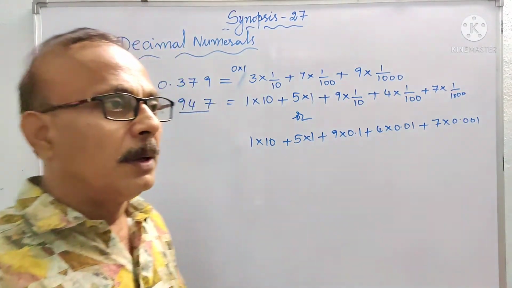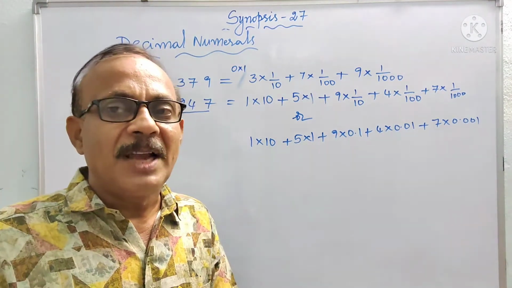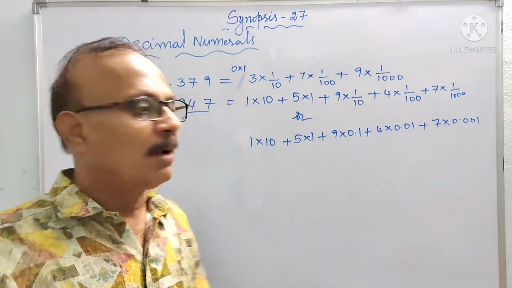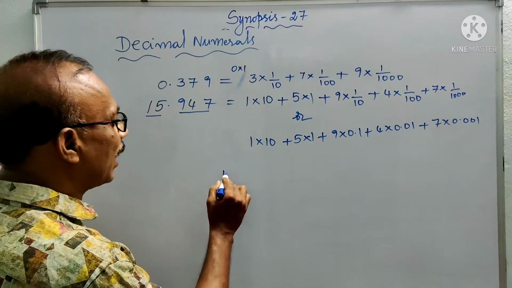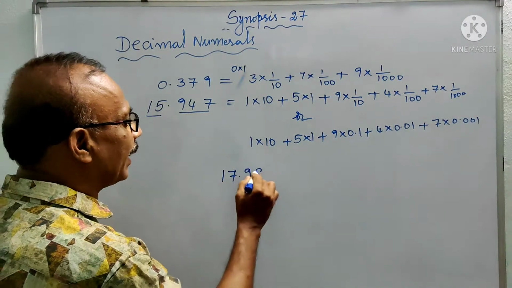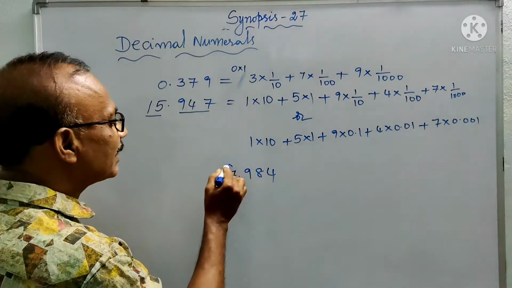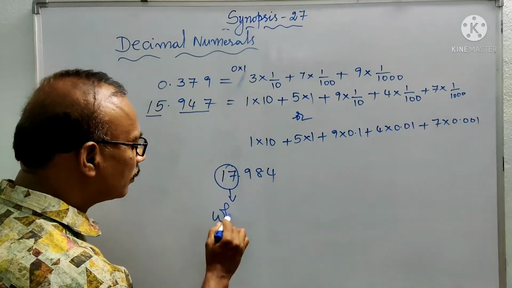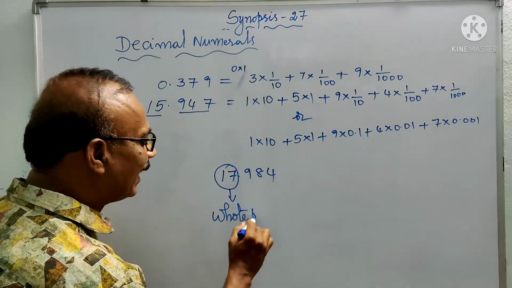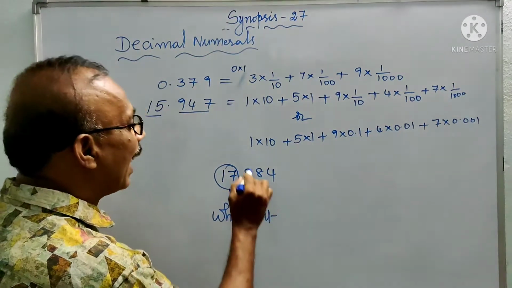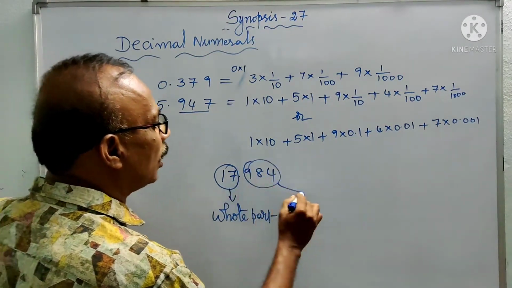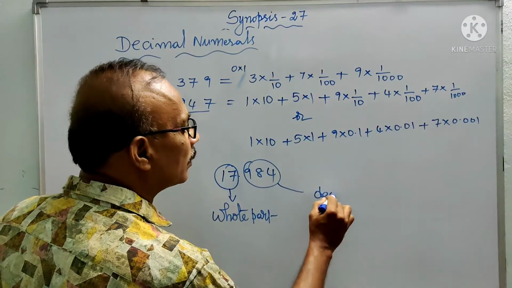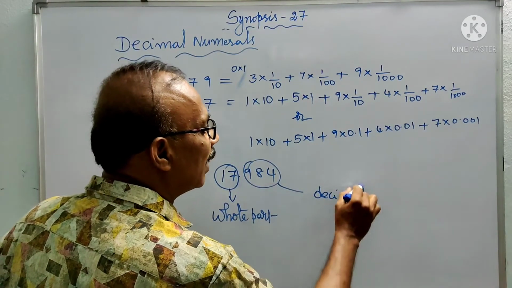So every decimal will have two parts. For example, if you have 17.984, here 17 is called the whole part or integral part, and this 984 is called the decimal part.